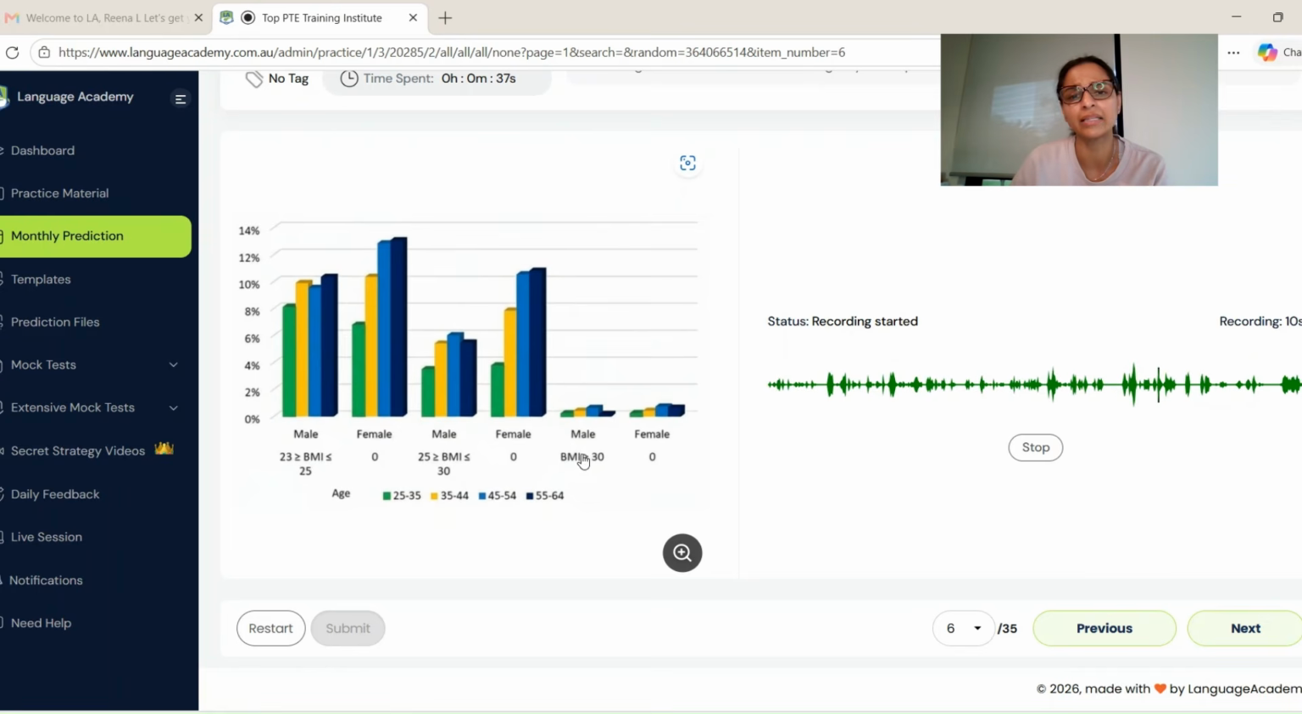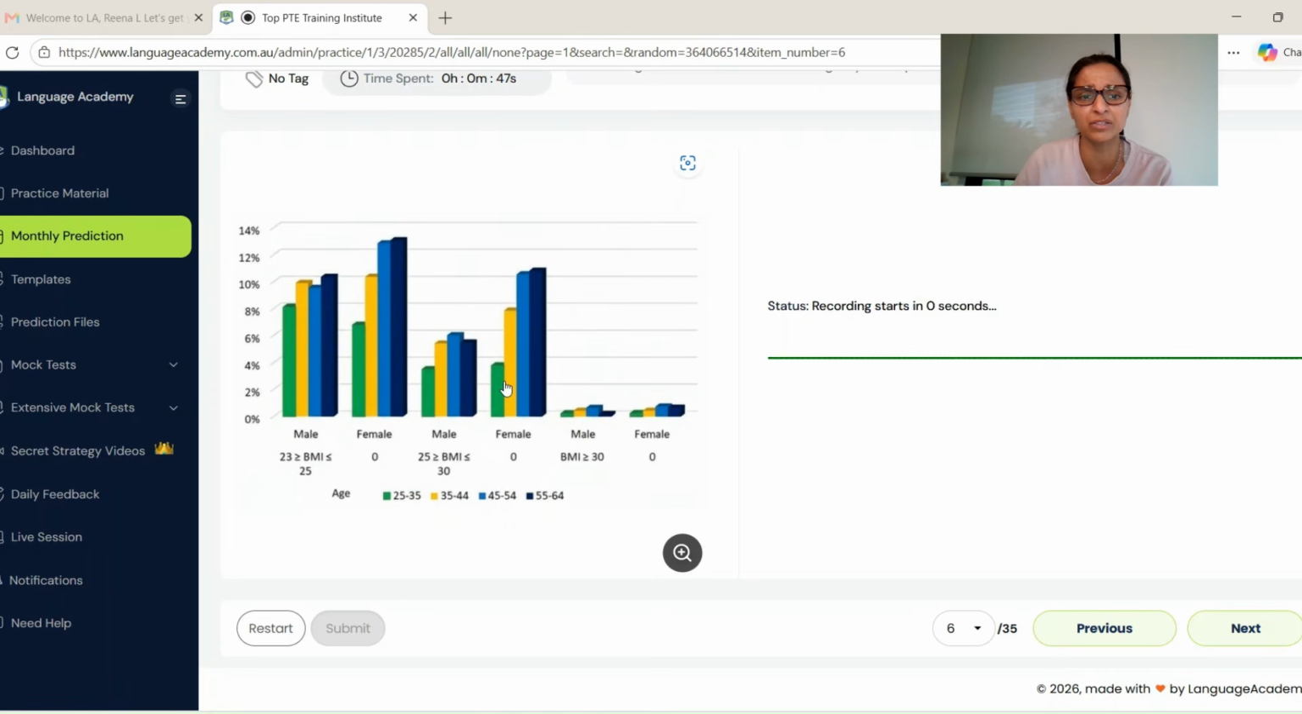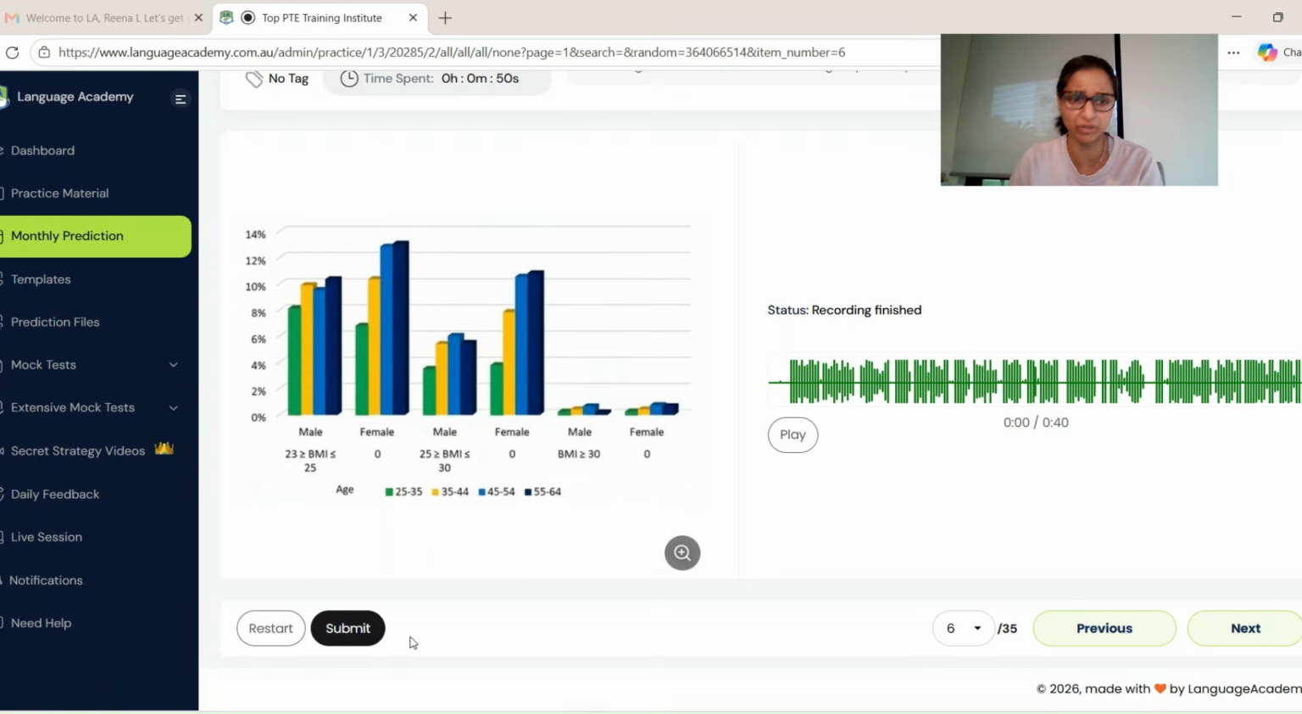For males, they have some values, and for females, there are zeros, which I don't understand in the image itself, but the highest rate would be 55 to 64 in general, and the lowest would be the 25 to 35 group. The recording has finished. I don't know what's happened.